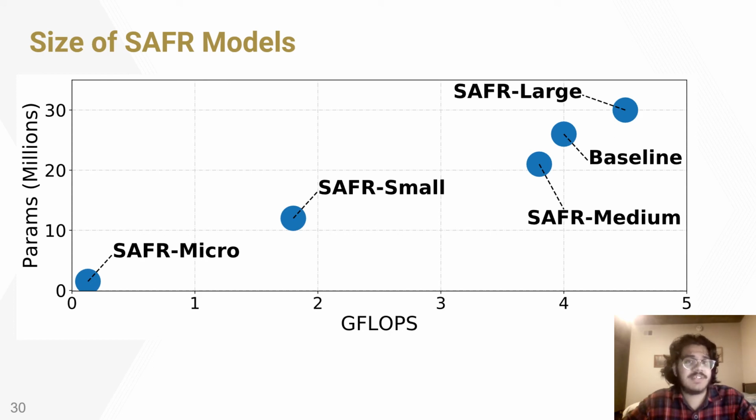SAFR Large, in contrast, is the largest model since it has multiple attention modules and is based on a ResNet 50 backbone plus attention modules at each of the blocks. The SAFR Medium and SAFR Small are correspondingly smaller because they use ResNet 34 and ResNet 18 with only one attention module.